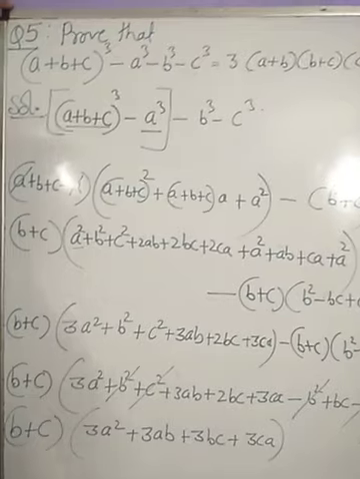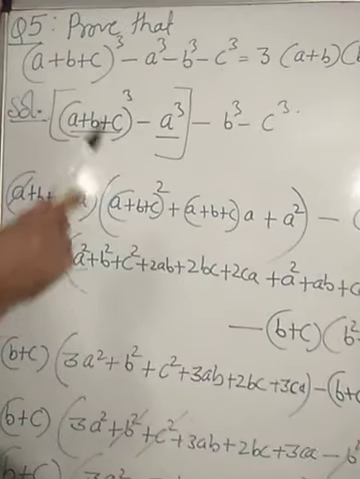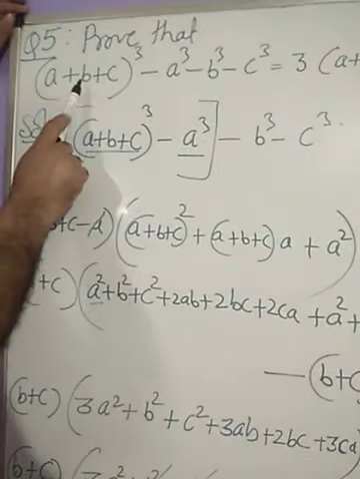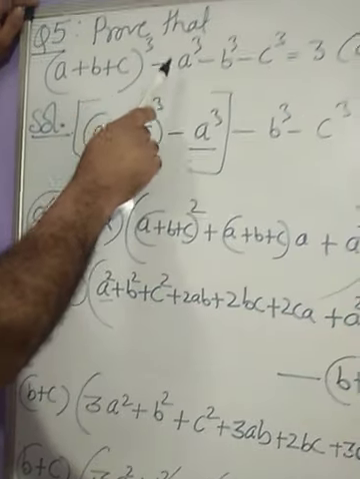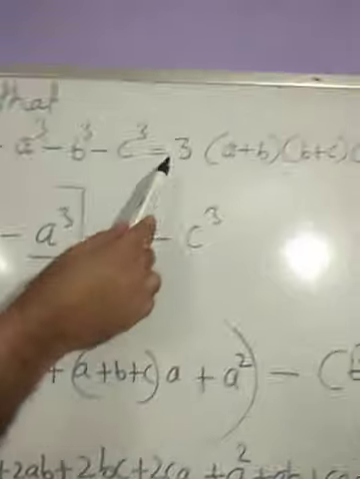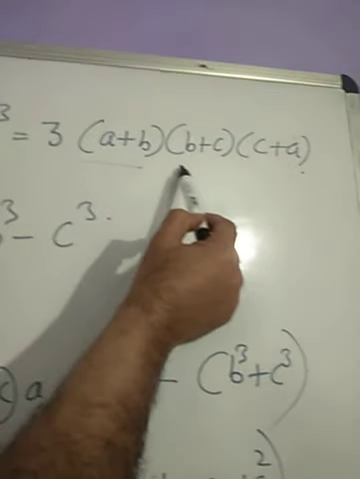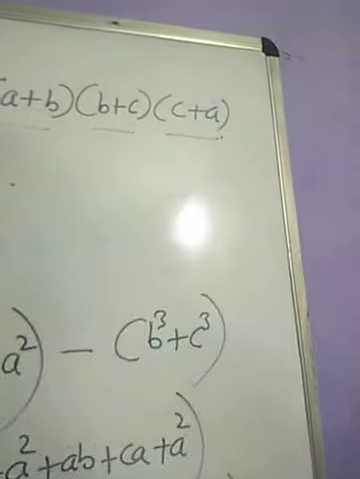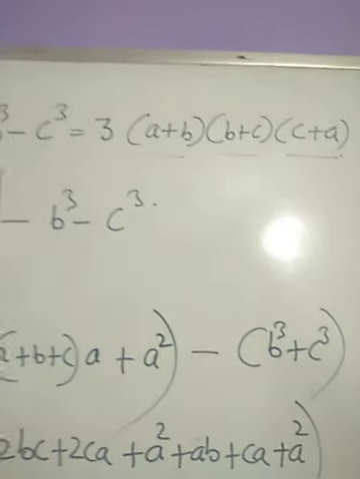Now the fifth question is very important. Prove that a plus b plus c whole cube minus a cube minus b cube minus c cube equals 3 times a plus b into b plus c into c plus a. This is what we are asked to prove. See, we are taking the left hand side.